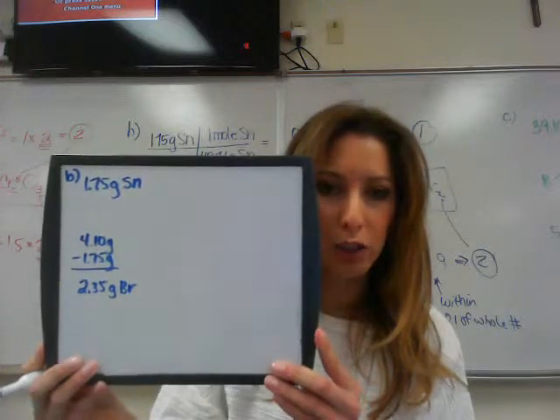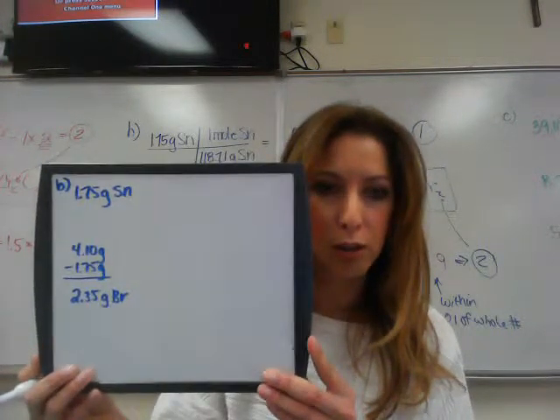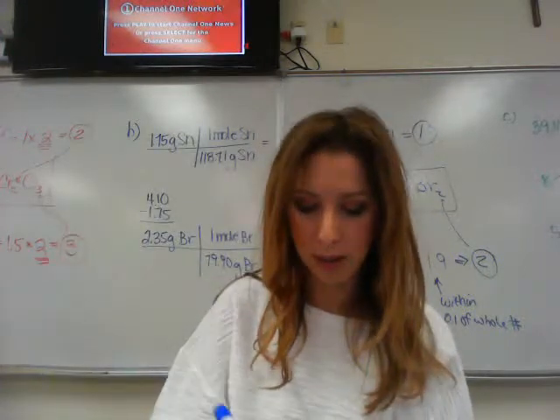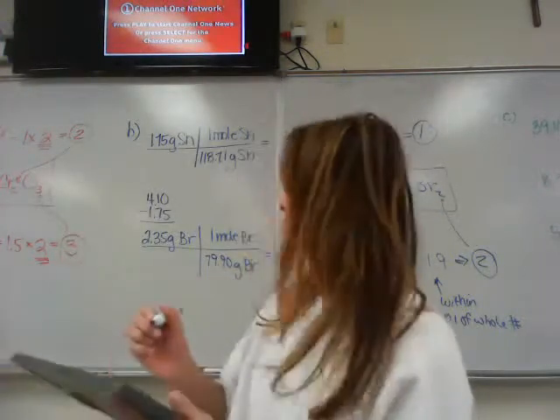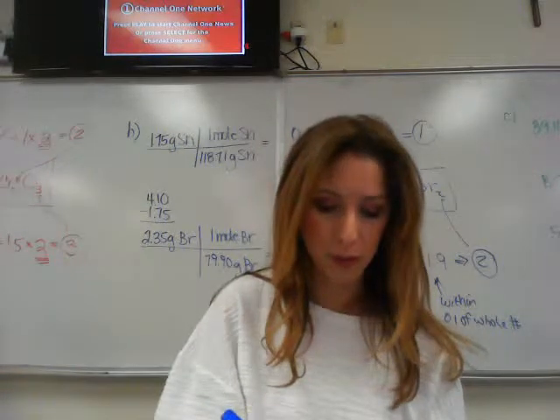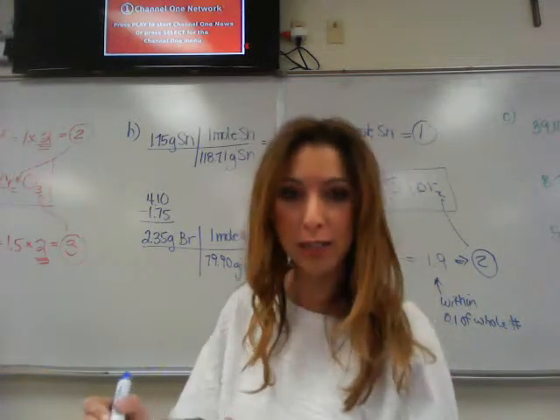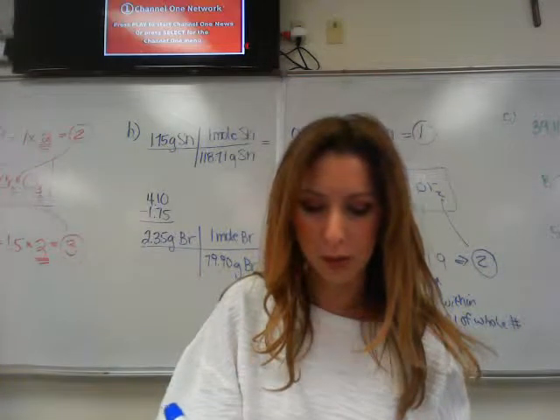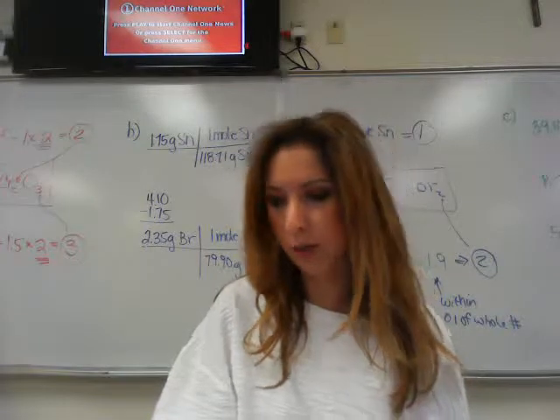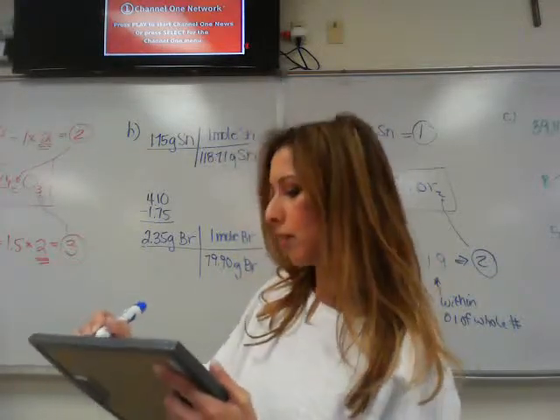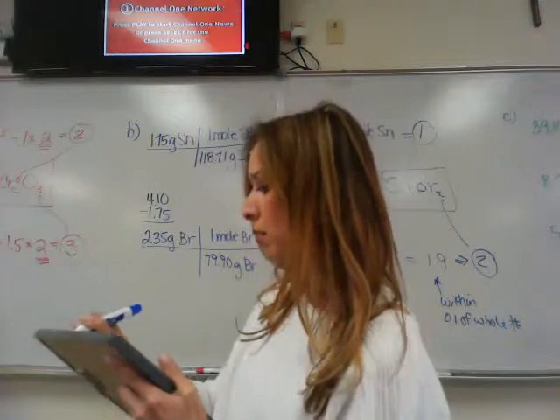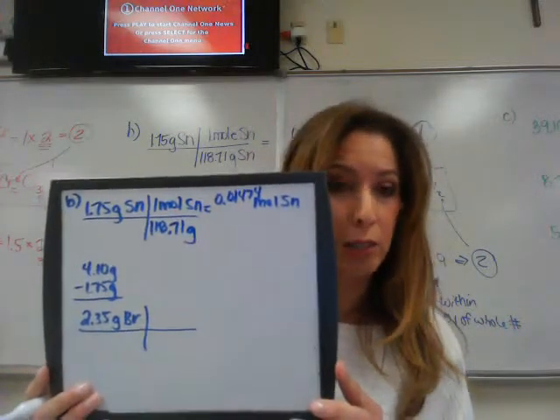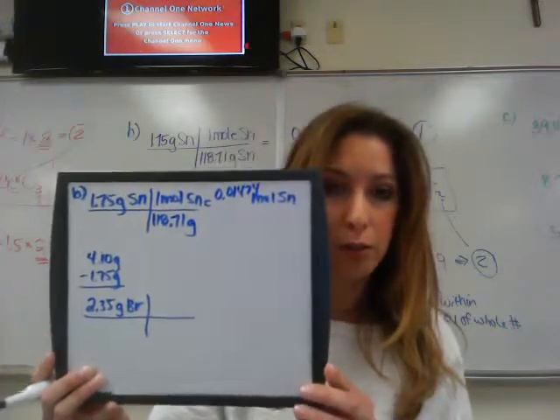Once you have the masses of each element in the compound, then you can convert grams to moles. So we're going to divide by the molar mass of tin and the molar mass of bromine separately. Tin has a molar mass of 118.71 grams. And when you divide that out, you're going to get 0.01474, and I'm not rounding, I'm just writing like 5 places past the decimal.